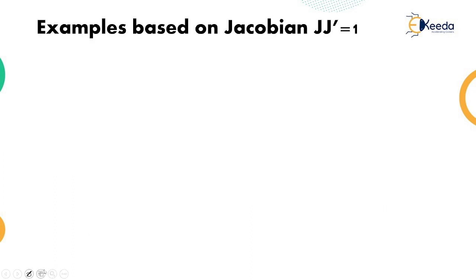Before starting this example, I want to discuss some topics, or the process, for how to find the solution of the type J into J dash is equal to 1. Let's see what this type is and how to solve it.